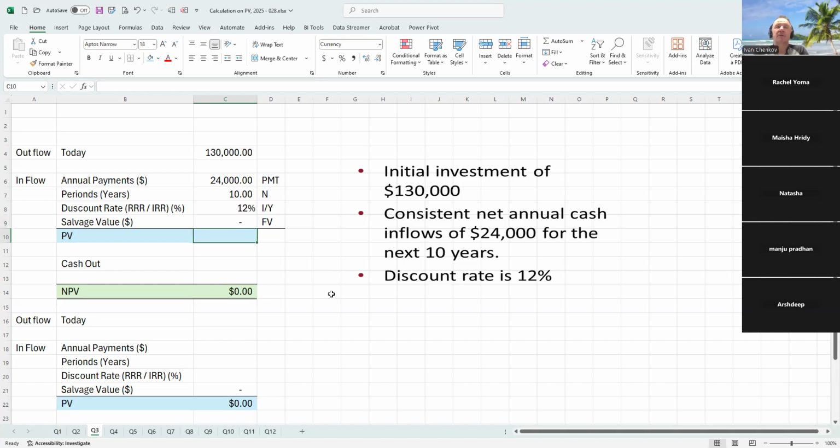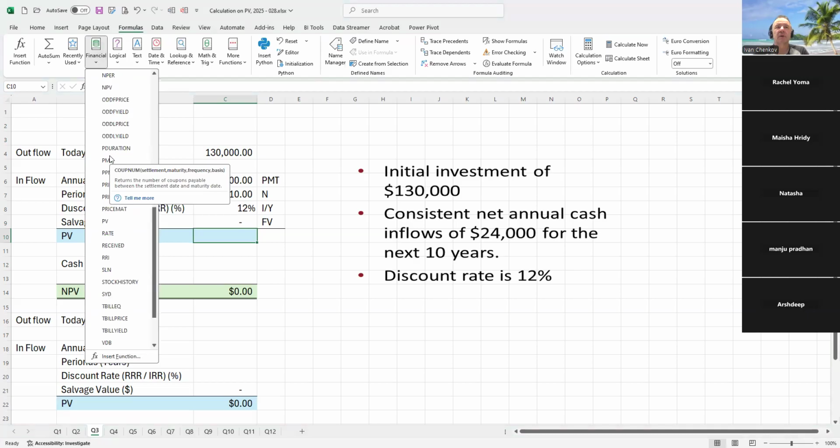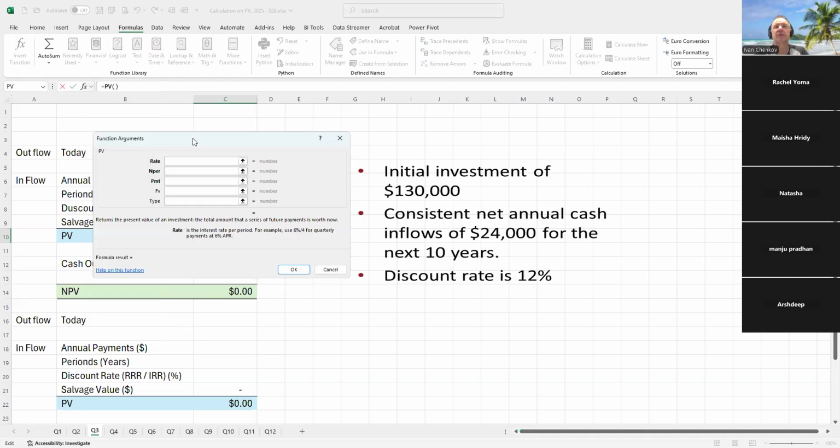How are we going to calculate the present value? Well, very simple. We have an Excel spreadsheet which can help us. Now for the Mac people, I'm not sure, it will be a little bit different when you enter the formula. But all the PC users, go to Formulas, go to Financial, scroll down until you see PV, which means present value. And you can see the explanation here: returns the present value of an investment, the total amount that a series of future payments is worth now. Let's stay on the PV and we start entering the information.